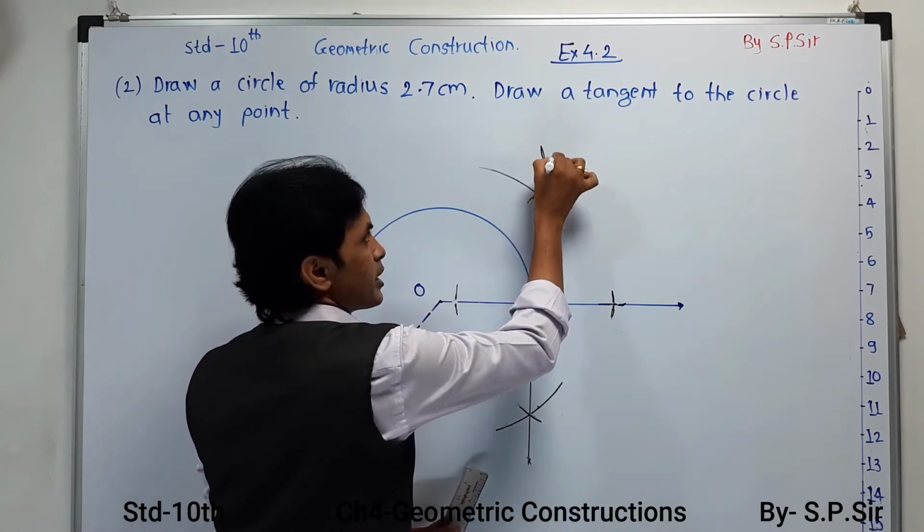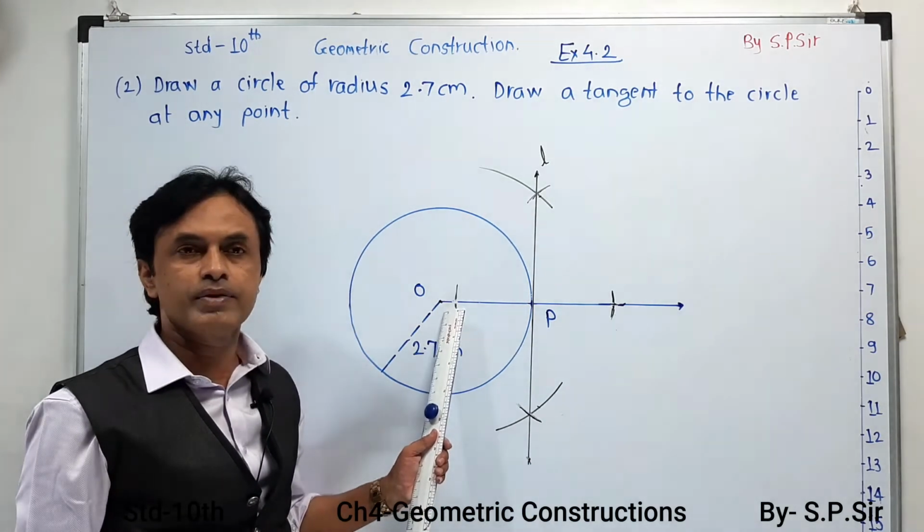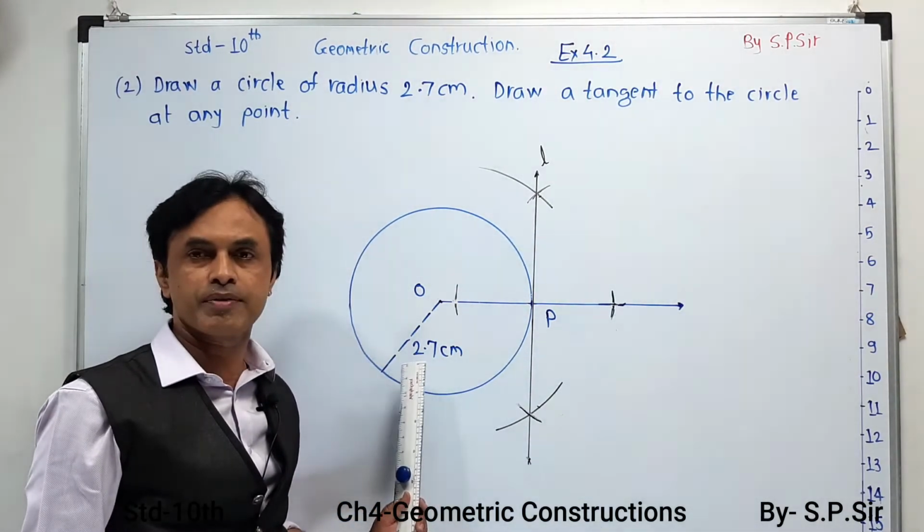And this is nothing but L as a tangent over here. So in this way, we have drawn a circle with center O having a radius of 2.7 centimeter.